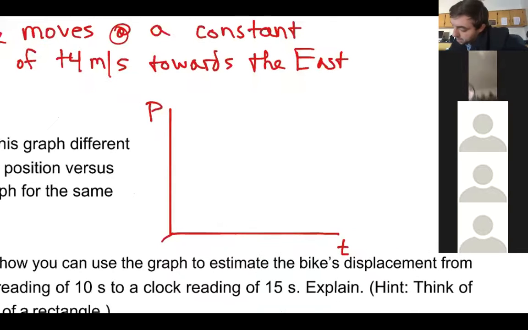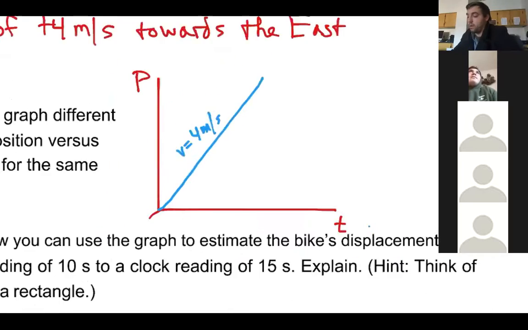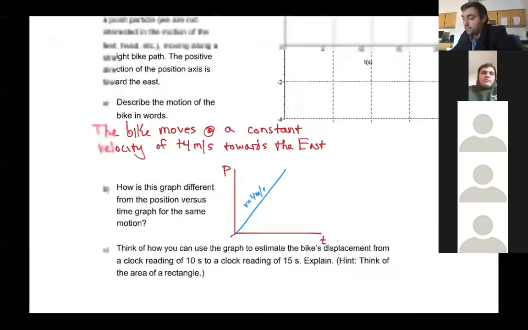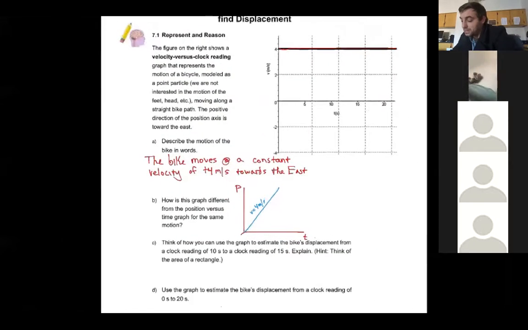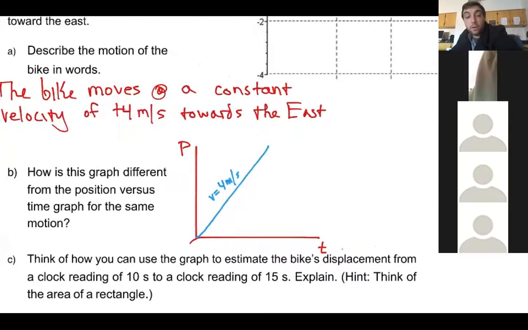needs to be a straight line. Let me change my color here. It needs to be a straight line with an increasing positive slope, and the slope of this line has to equal 4. So there's where our 4 meters per second comes from on the velocity versus time graph: if we have a position versus time graph with a slope of 4 meters per second, we know the slope of that graph is the velocity of that object.